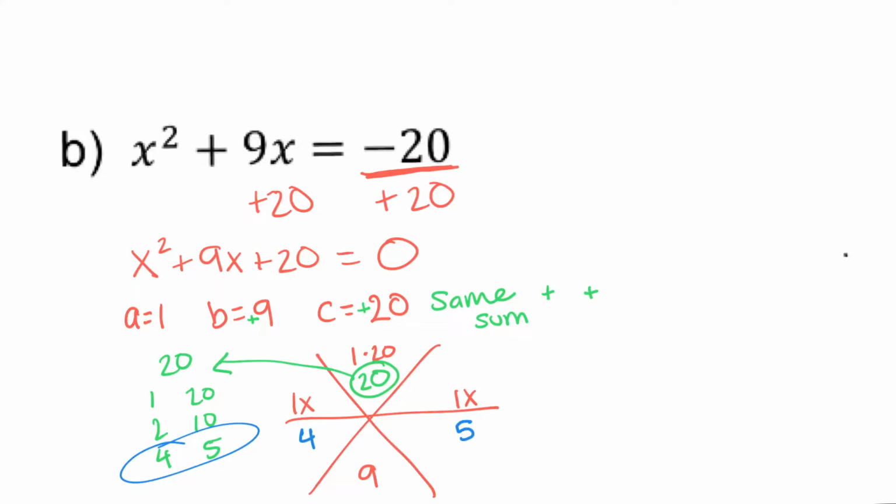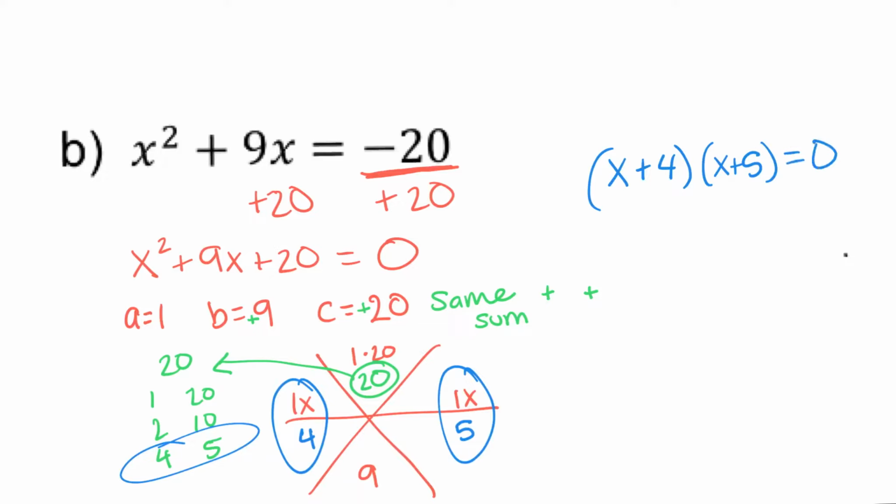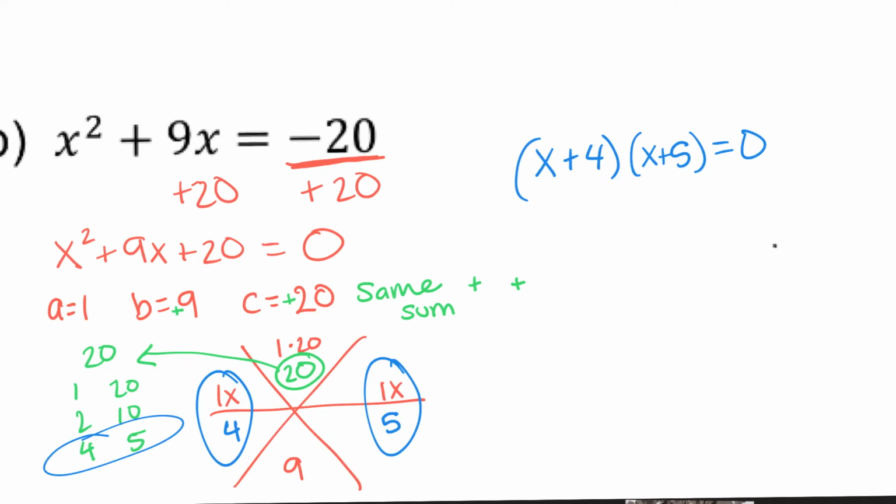So then my factors, I have x plus 4. And then my other factor is x plus 5. And we still have it equal to 0. Now we're going to apply the zero product property. So I end up with x plus 4 equals 0. And x plus 5 equals 0.